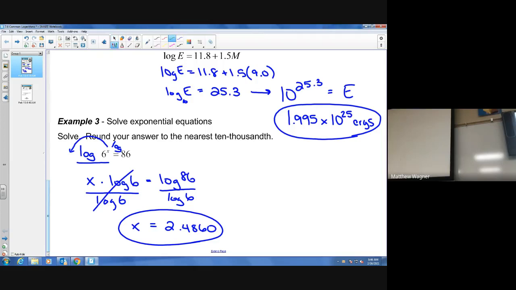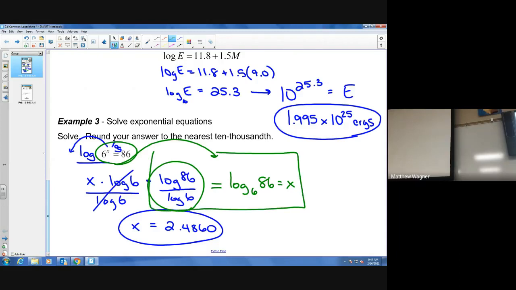This is how we solved this expression, correct? If I write this as a logarithm, this is the same as log base 6 of 86 equals x. All right? So if I transferred this exponent, I just circled in green, to logarithmic form, it's log base 6 of 86 equals x. These two mean the exact same thing.